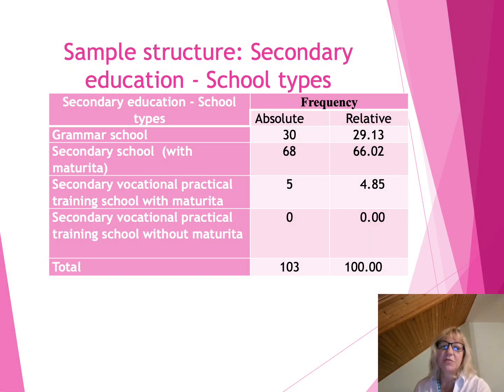The distribution of the sample according to school types is illustrated by this table. We can see that the sample is represented by grammar schools, secondary school with maturita, with this upper secondary education school leaving examination, and also secondary vocational practical training school with maturita exam.